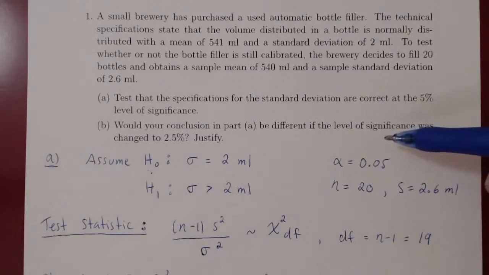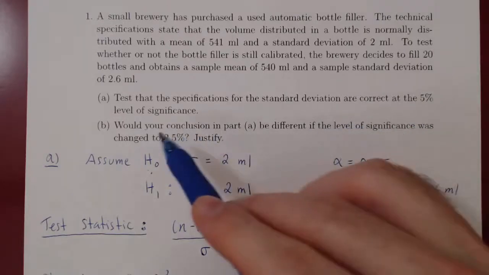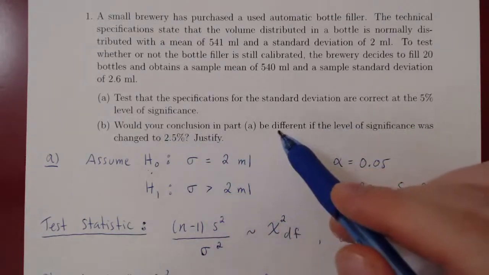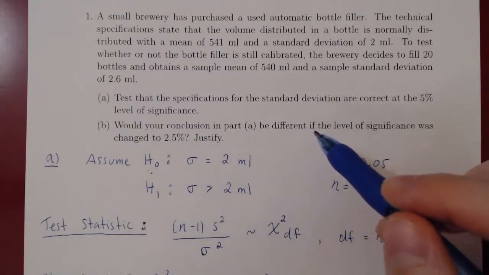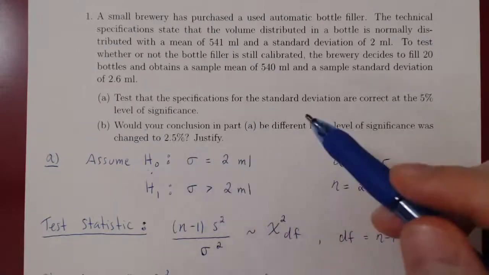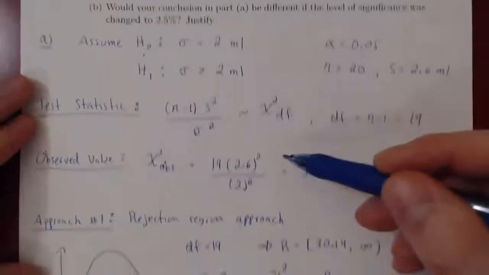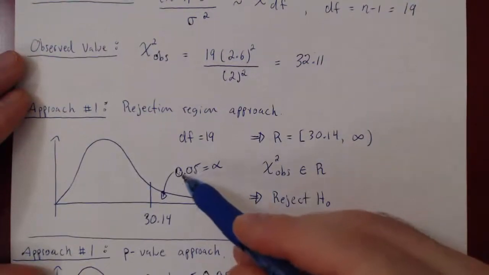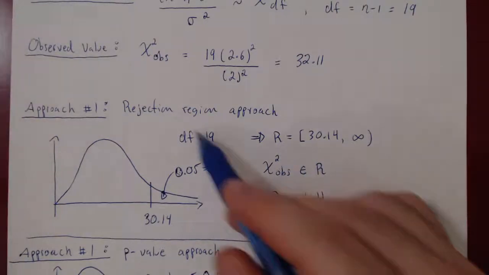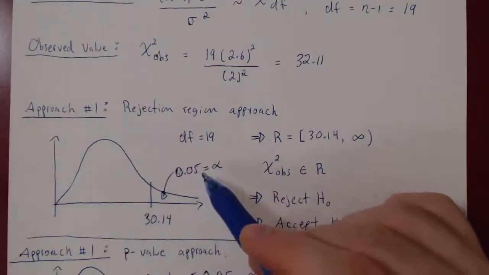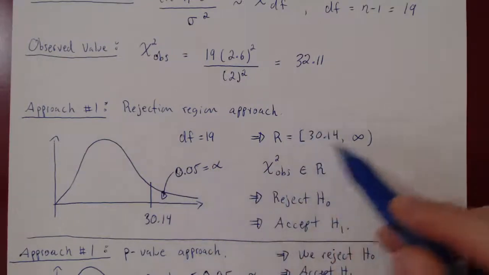Let's look at B now. B is quite simply, would your conclusion in part A be different? Our conclusion was that we rejected H0. What if we now change the level of significance to 2.5%? Well, let's see. Everything is the same here, except now we will have a different significance level, therefore a different rejection region. So let's figure out, with a significance level of 2.5%, what will happen to our rejection region, and see if we get a different conclusion.